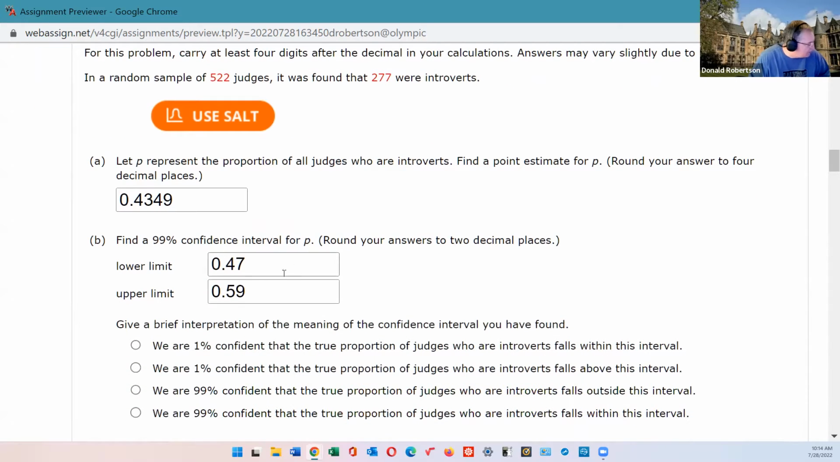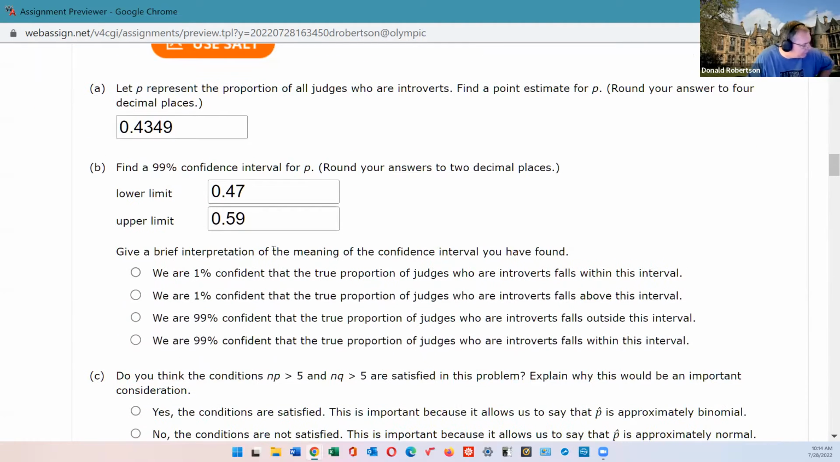Okay. Now, it then says, give a brief description of the meaning of this confidence interval. So we are 99% confident that the true proportion of judges who are introverts falls inside that limit. Isn't that what a 99% confidence interval means? Somewhere between 47 and 59 is where the proportion of every judge is.